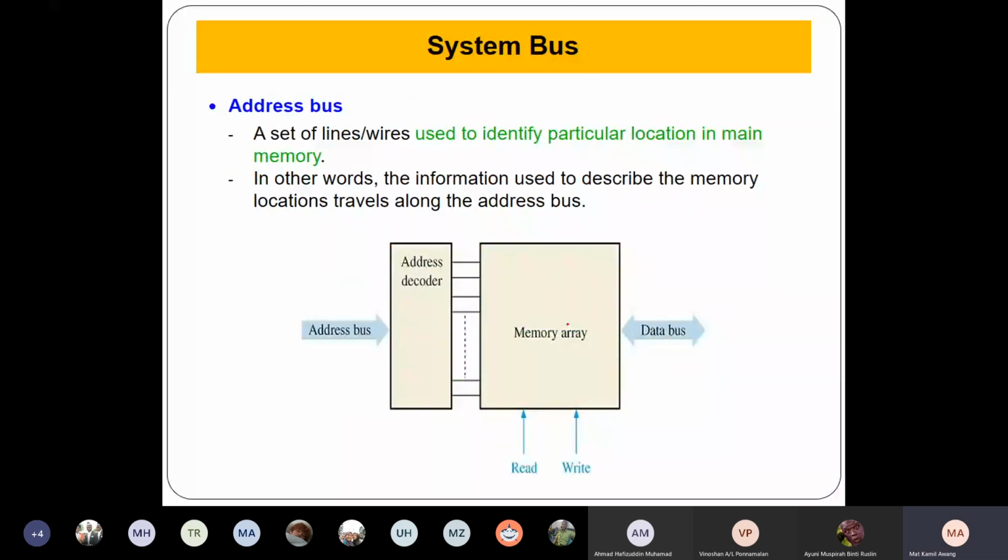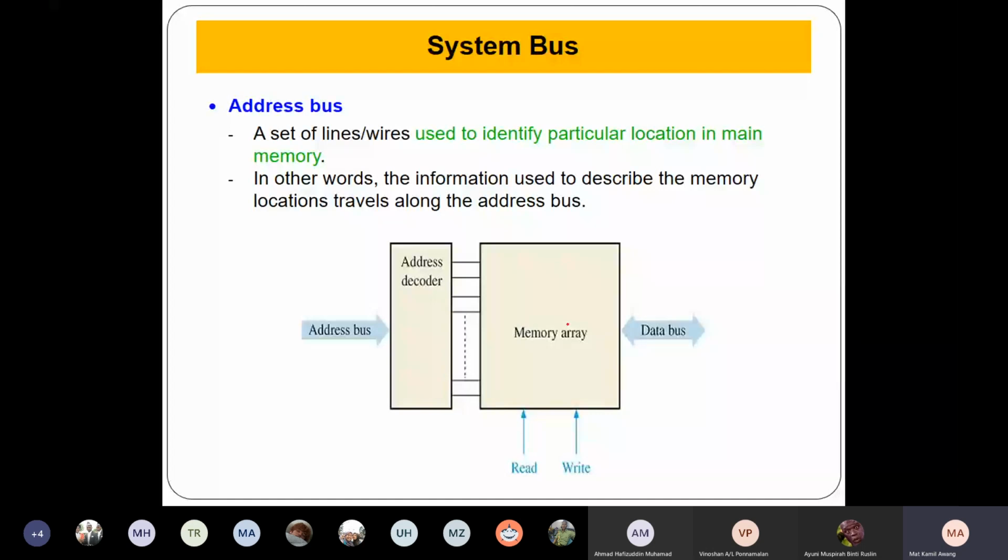Okay. Then you have the address bus. When you want to write something or access something, you have to indicate to the memory which location. This is done through an address bus. Address bus is a set of lines or wires used to identify a particular location in the main memory. In other words, the information used to describe the memory location travels along the address bus.